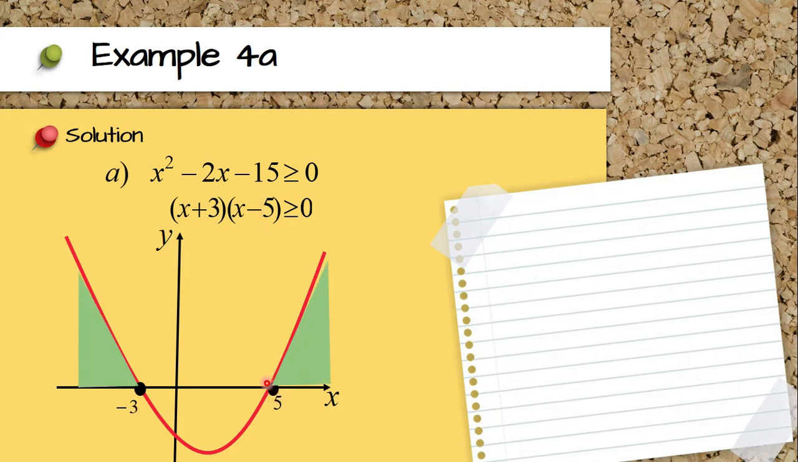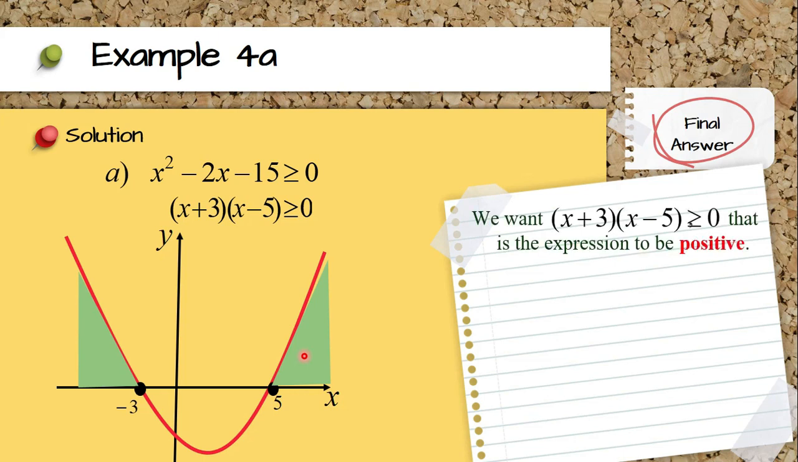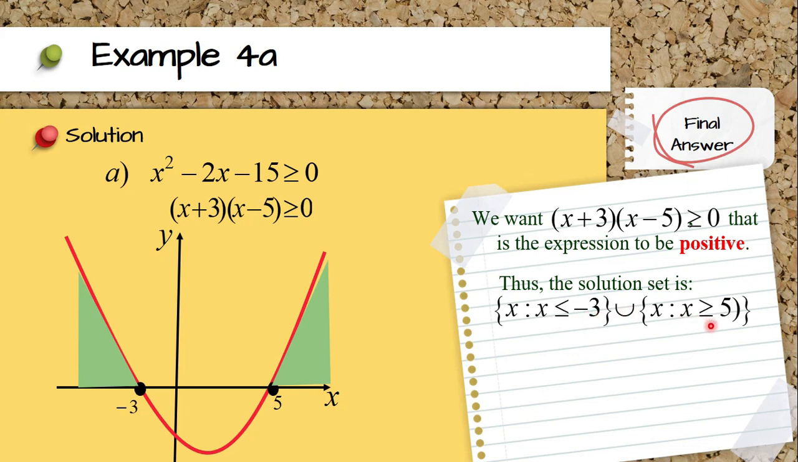Okay, so after you factorize, the inequality sign is more than or equal to 0. So the part on the graph is left and right, above the x-axis. So how to write down the final answer? Because this is positive, more than, this is the solution set. You can write x less than or equal to -3 union x more than or equal to 5.